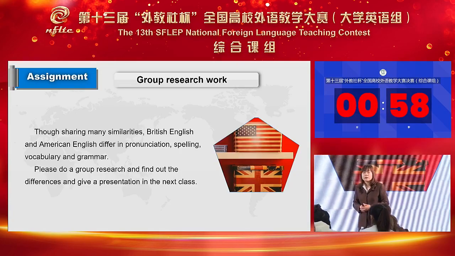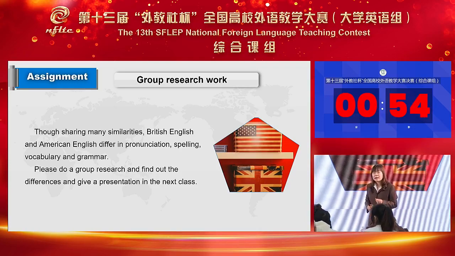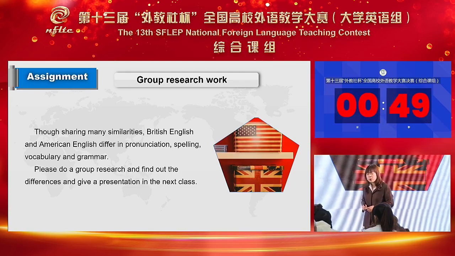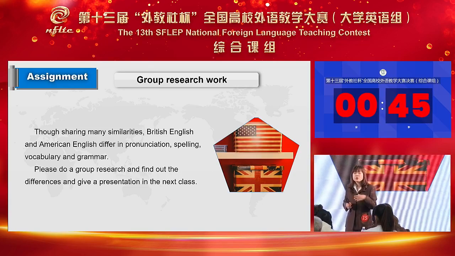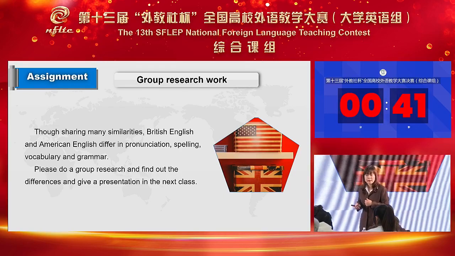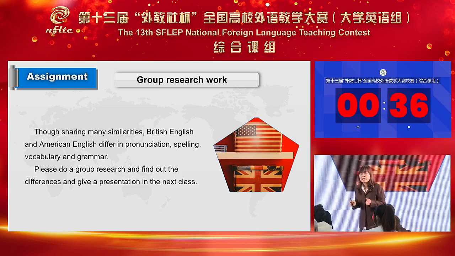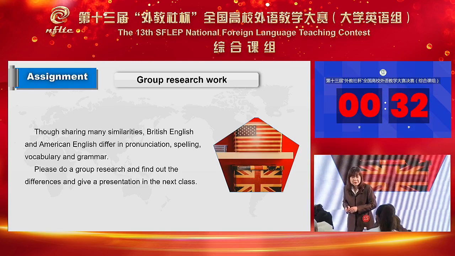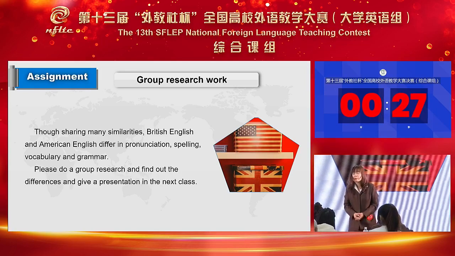Well, then I would like to give you the assignment. After class, I would like you to work on the similarities between British English and American English. Please do research and try to find out the differences between them, right? And prepare a presentation and be ready to present it in the next lesson. Okay? Right. That's all for today. Thank you very much.